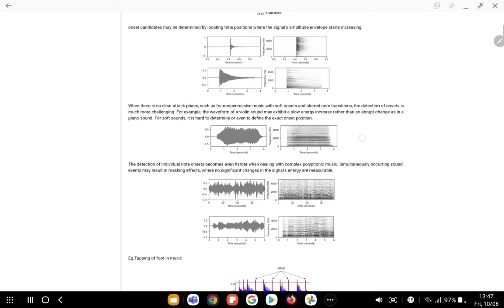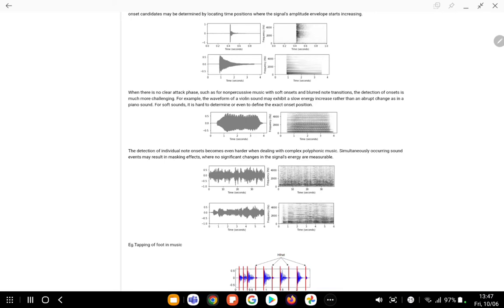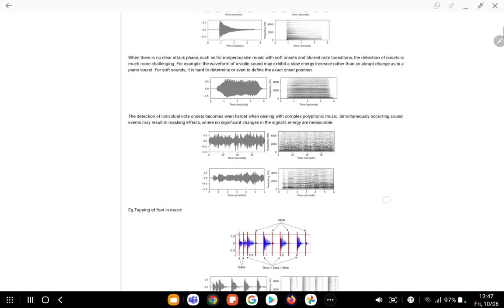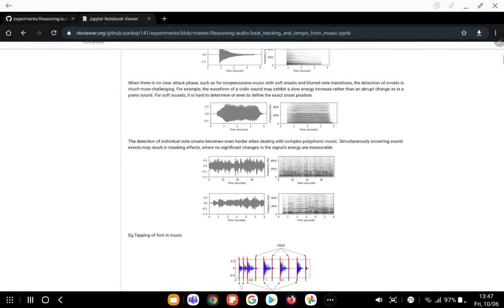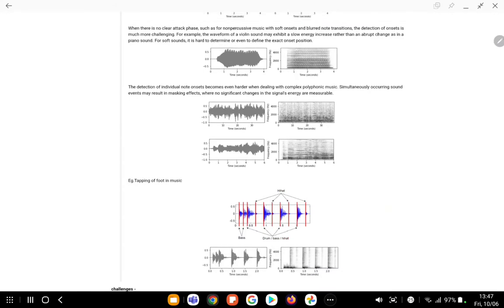But if you have non-percussive music, for example a violin, in which there's a slow energy increase rather than an abrupt change like a piano, where it goes ding, the problem becomes harder because of the underlying assumption that we were making earlier. And it becomes even harder with polyphonic music, in which the energy increases and decreases with no clear pattern.